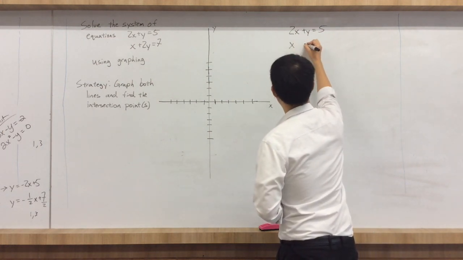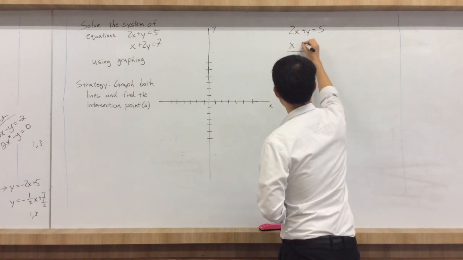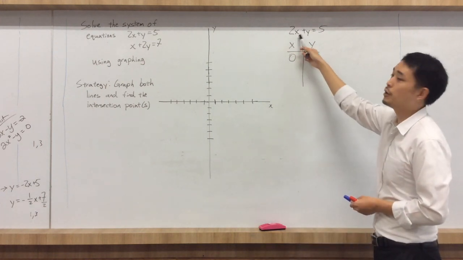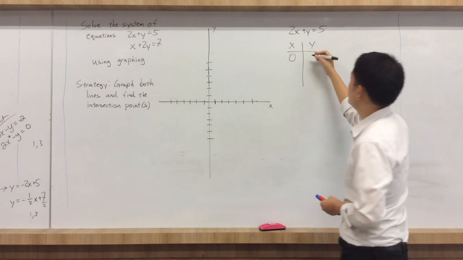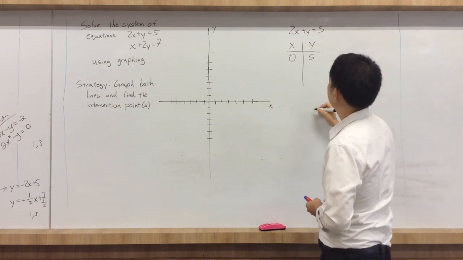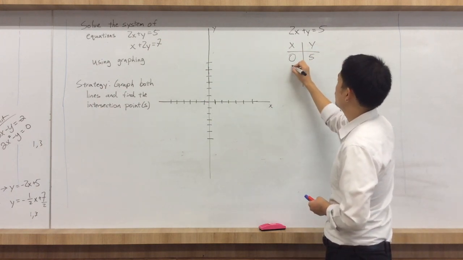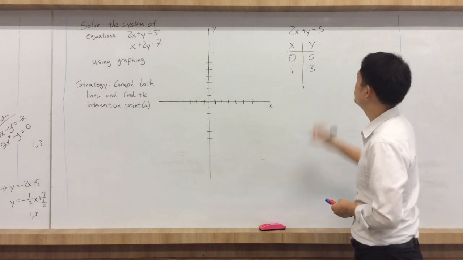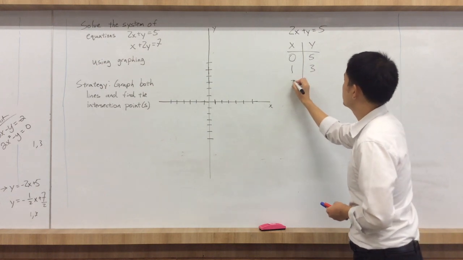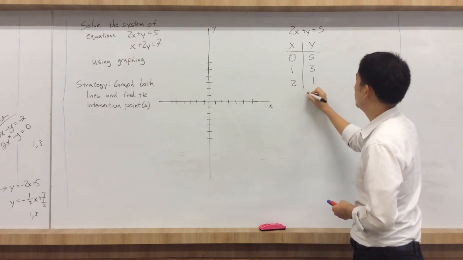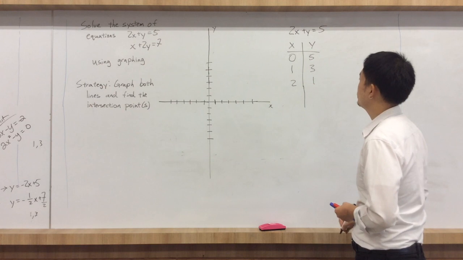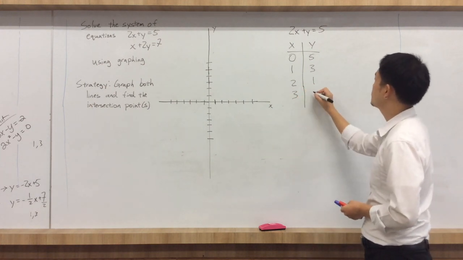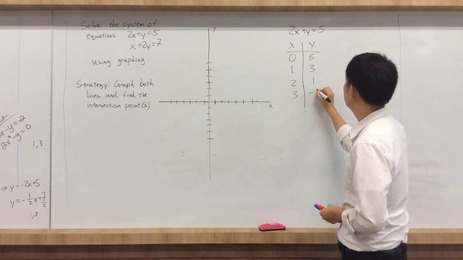So if I have x and y, if x is 0, then y in this case would be 5. If x is 1, then in this case y would be 3. If x is 2, y becomes 1. And if x is 3, y becomes -1.